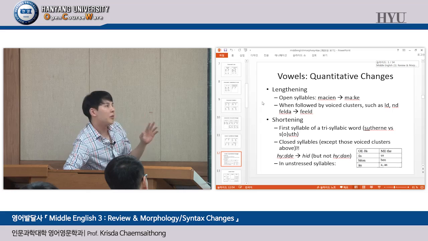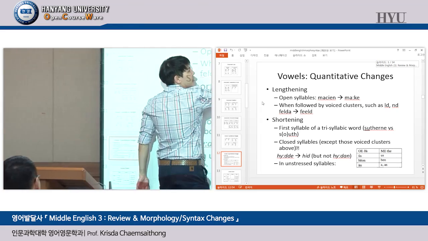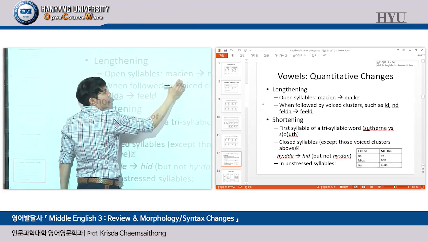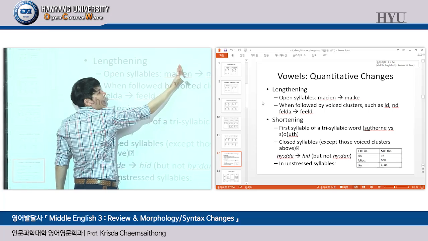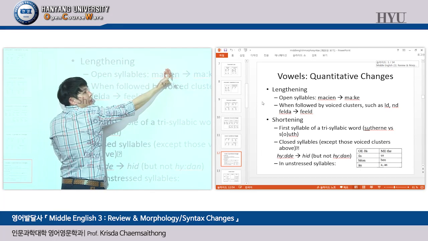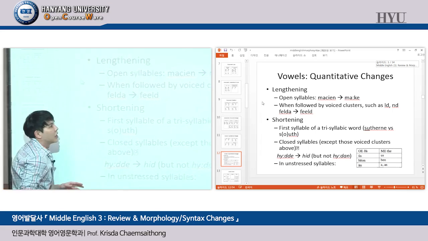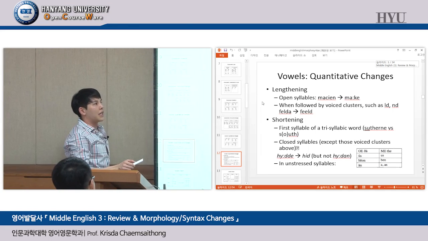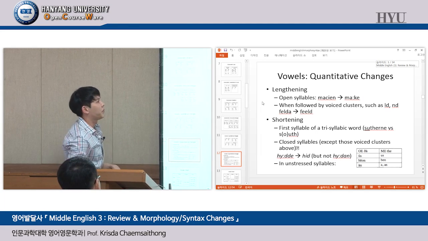So you have 2 syllables here. The first syllable is ma, and then the second syllable is kian. So ma here is an open syllable because there's nothing that follows it. So there are 2 syllables here, and the ma here gets lengthened, right?